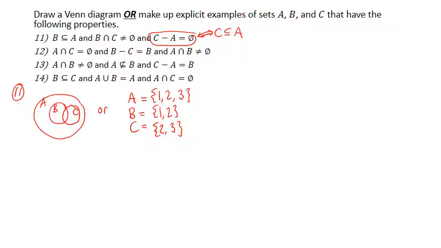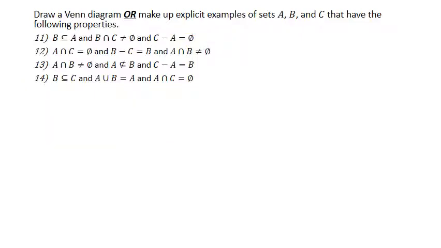So with this, you just want to check again, is B a subset of A? Yes. Is the intersection of B and C non-empty? It would be 2, so that's not empty. And then is C minus A, if I start with C and take away everything from A, is that empty? Yes, because I would take away both the 2 and the 3.